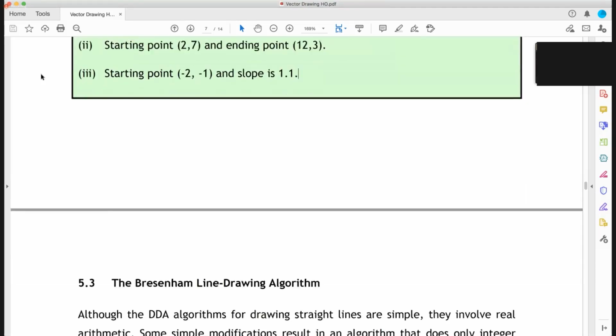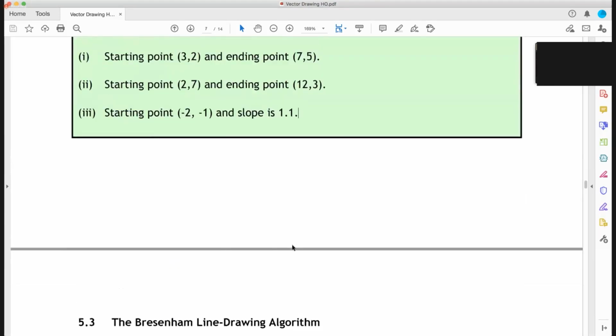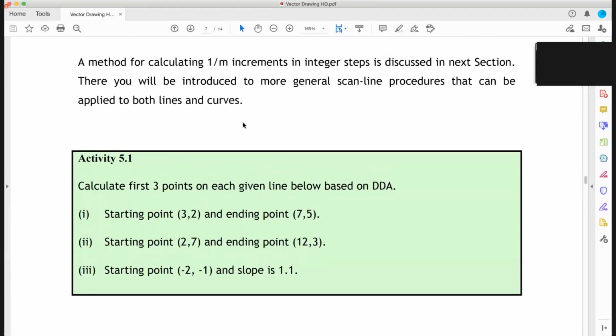That's why we go for a very efficient algorithm called the Bresenham line drawing algorithm. Next day, we are going to discuss the Bresenham line drawing algorithm. Before that, you should know how to calculate any set of points within a line by using the digital differential analysis algorithm. So please do these exercises and come next time.